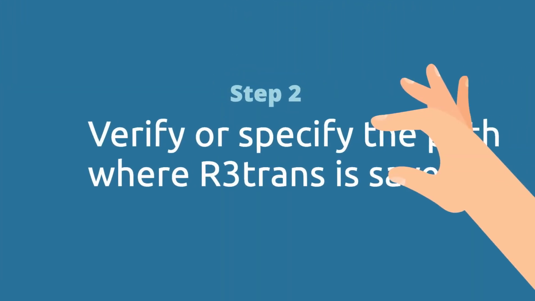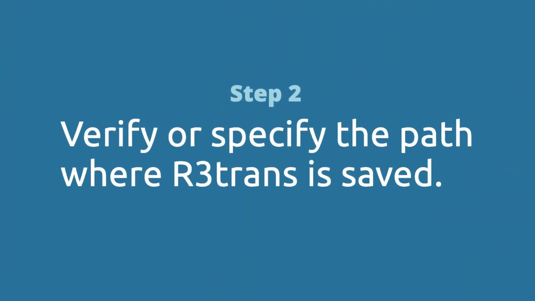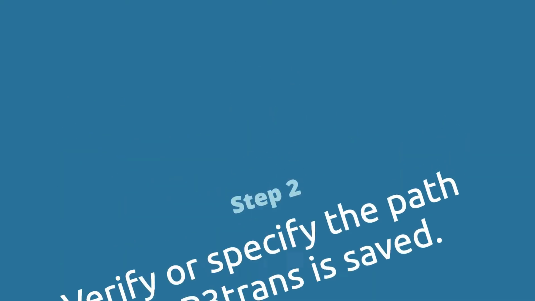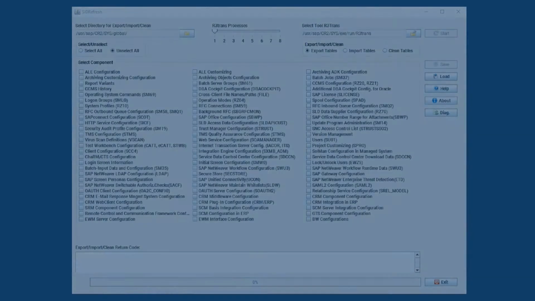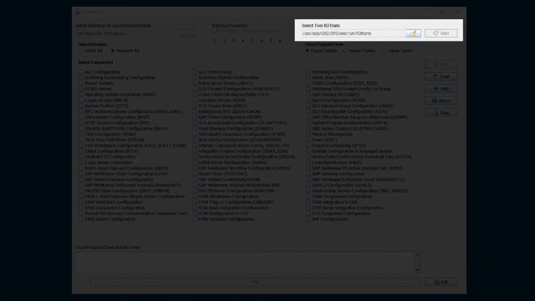The next step is to verify or specify the path where R3trans is saved. Upon the initial launch, SID-Refresh will check the environment variables and automatically search for R3trans in the default directory. Here is where it is installed by default. If R3trans is not in the default directory, you should specify the path where it is saved.